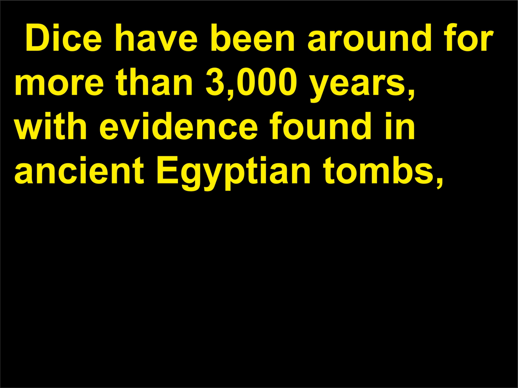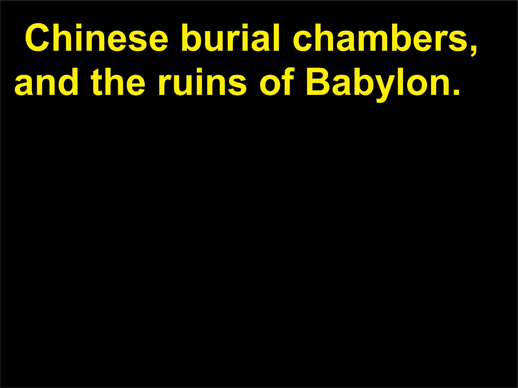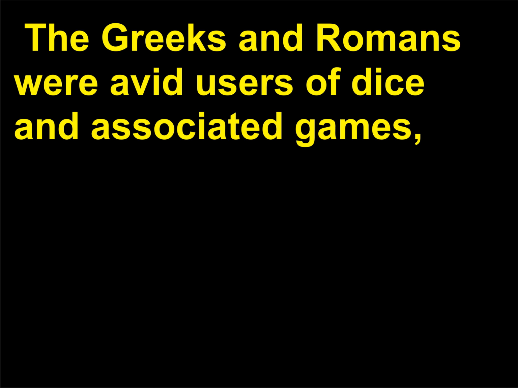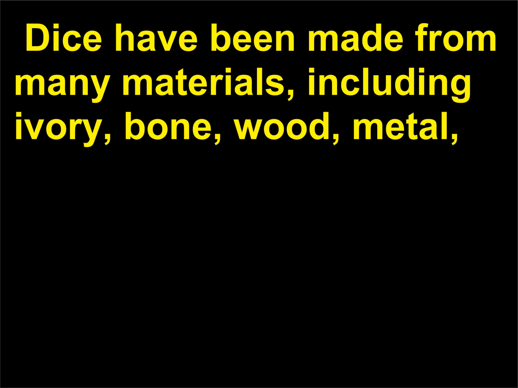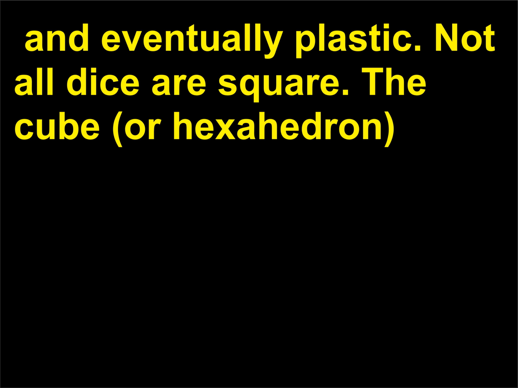Dice have been around for more than 3,000 years, with evidence found in ancient Egyptian tombs, Chinese burial chambers, and the ruins of Babylon. The Greeks and Romans were avid users of dice and associated games, and they have been popular from the Middle Ages on. Dice have been made from many materials, including ivory, bone, wood, metal, and eventually plastic. Not all dice are square.